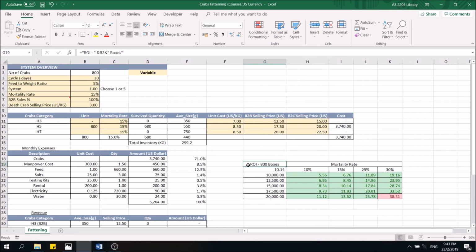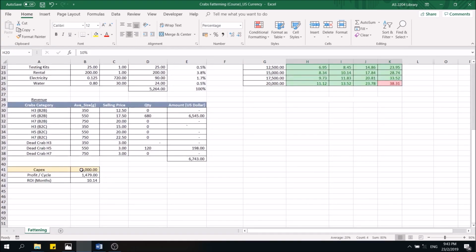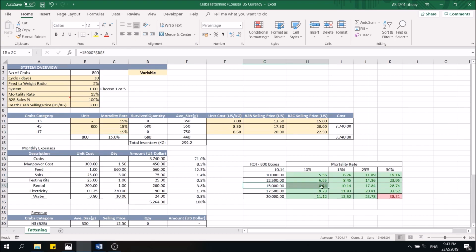Just now you can see with $15,000 capex and mortality rate 15%, it will give you 10.14 months to break even. So from this table, you can see if you have less capex, it will shorten to 6.761. If you have more capex, it will increase your ROI to become 13.52 months break-evens.